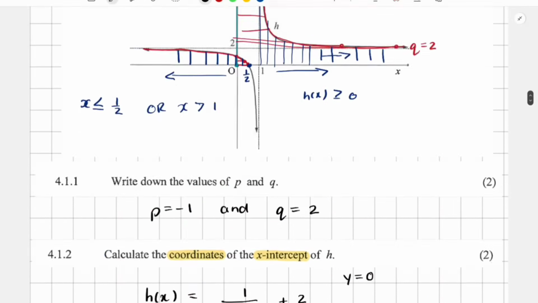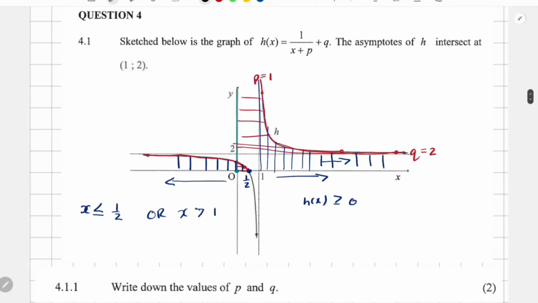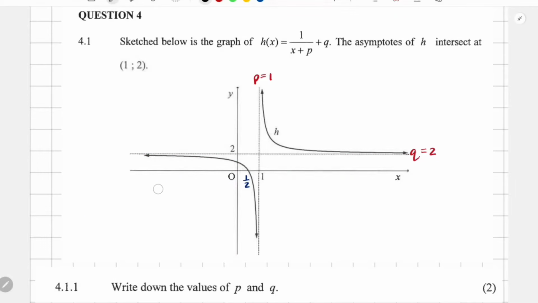Do you remember that in the beginning, they mentioned that the asymptotes of h intersect at this point? Let me just remove this, because it is for the explanation of the next question. Okay, when we have the asymptotes, this is what we have. You see that the vertical asymptote is 1, the horizontal is 2, and they intersect at this point. The point they intersect at has an x value of 1 and a y value of 2. That's why they mentioned that.